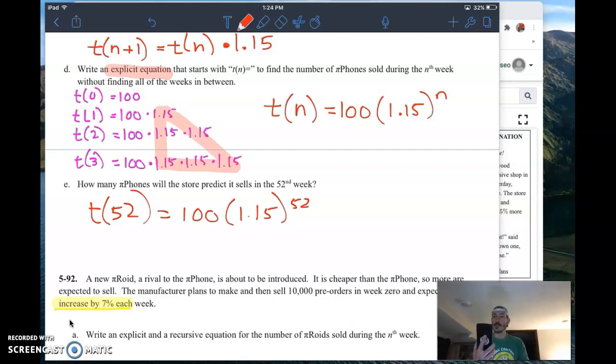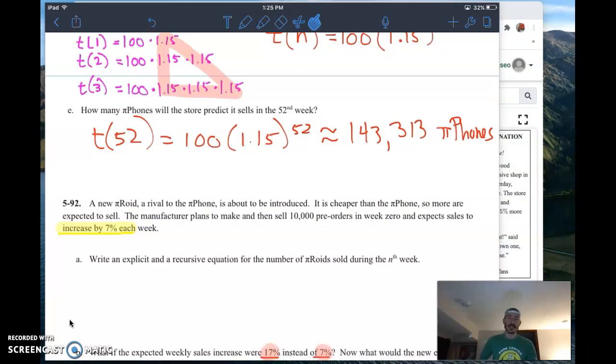I have 143,313.6966. I'm going to call that about 143,313 Pi phones. Okay? And that's a pretty nice way to be able to do that, right?